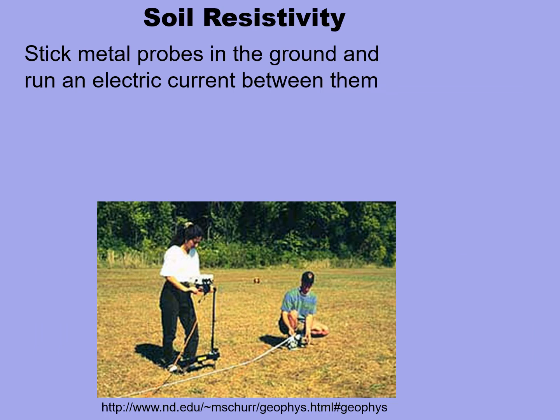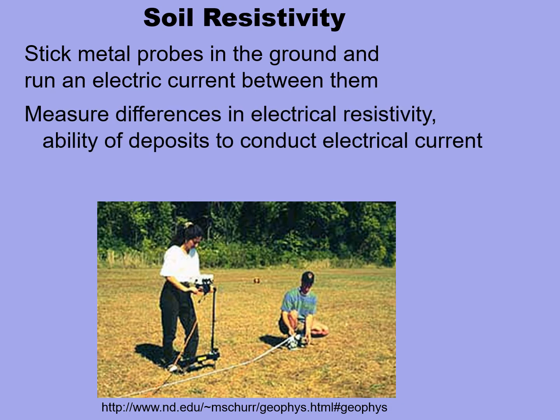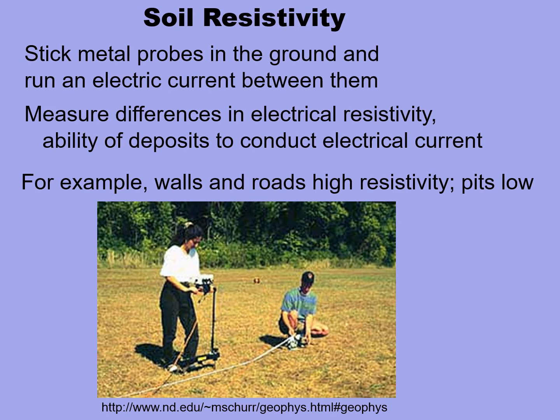In soil resistivity, you stick metal probes in the ground and run an electric current between them. This technique can work only when you have certain conditions. So the soil must be moist enough that an electrical current could run between the dirt grains. It measures differences in electrical resistivity, that is, the ability of deposits to conduct an electrical current. As you might expect, walls and high-packed roads have high resistivity. The current has difficulty getting through them. Whereas pits, where the dirt has been dug out and then replaced, resistivity is low.